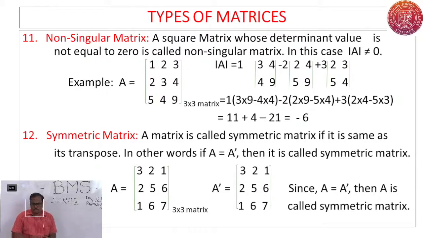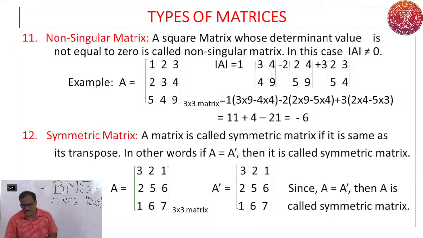Now comes the next type of matrix, the symmetric matrix. Remember, we have already discussed the transpose matrix. Now we have to take the original matrix and transpose it. What is a transpose matrix? That is when rows are converted into columns.